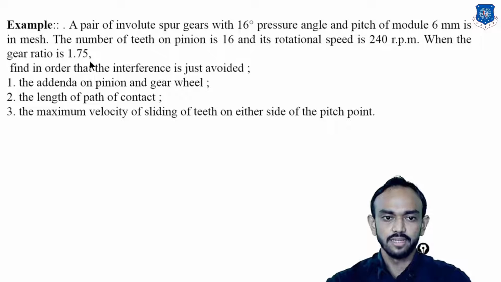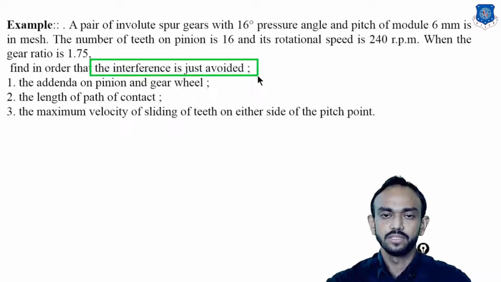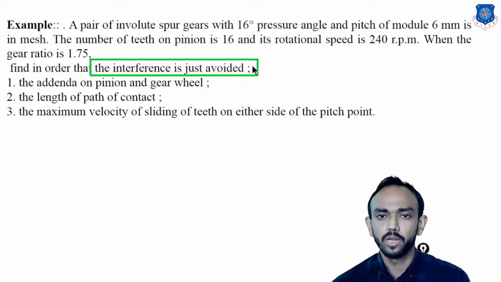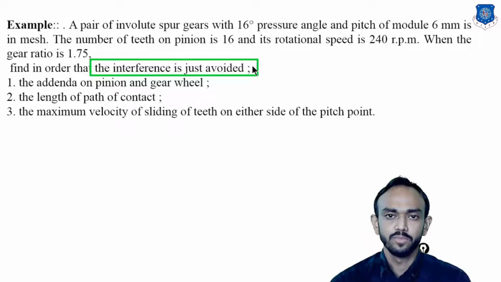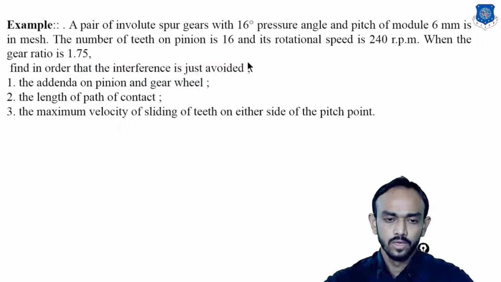First of all, we have to understand that interference is just avoided. It means that we have to use the formula based on the minimum number of teeth to avoid interference, because when interference is just avoided, the length of path of contact will be maximum, and it will not be KL, it will be the M to N points. We discussed this in our last theory lecture, the minimum number of teeth to avoid interference. Okay, let's start.